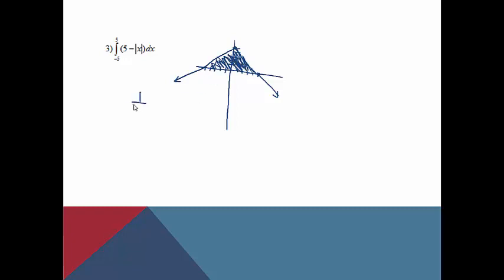So we're going to have 1/2 times the base times the height. That's the area of a triangle. So we're going to have 1/2. The base would be this whole bottom section, which is going to be 10 units. And then the height, how tall is that? That is 5 units. So 1/2 times 10 times 5 is 25. So our integral is going to equal 25.